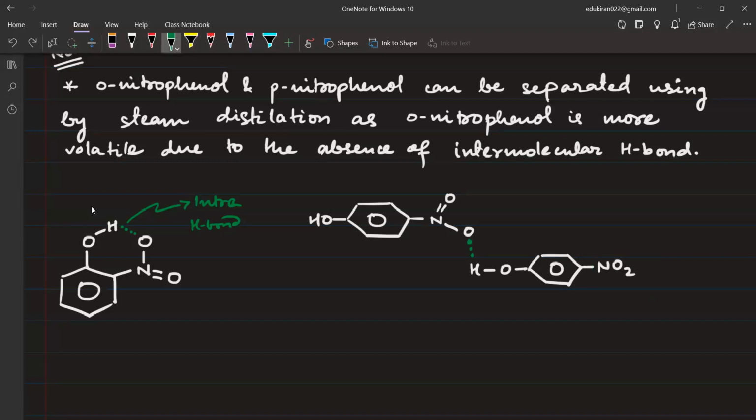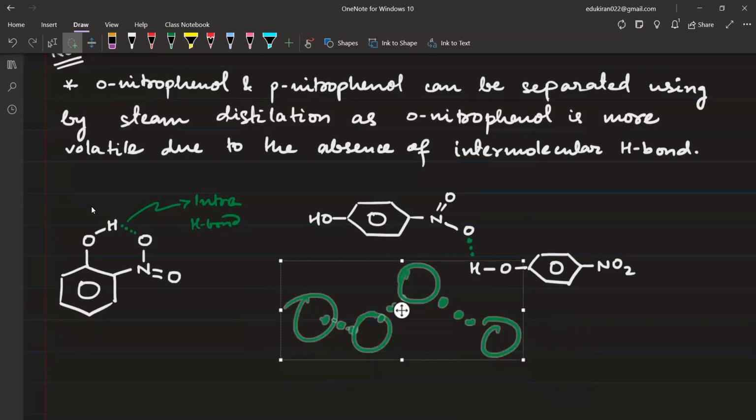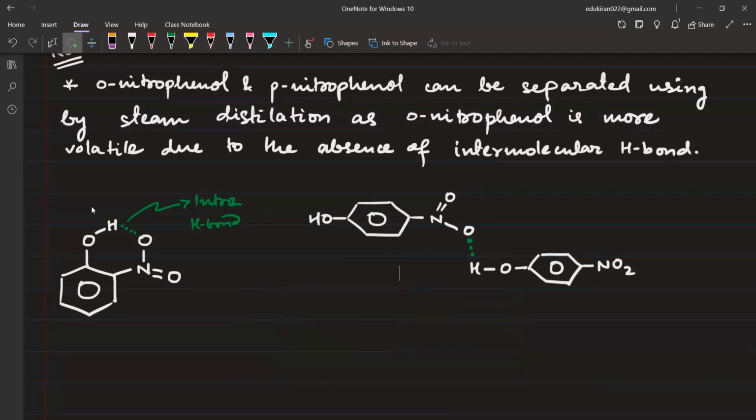So molecule A is bonded, molecule B is also bonded, molecule C is also bonded, right? All of them are having some type of force of attraction, which is making each and every molecule close together. And since they are having intramolecular hydrogen bonding, their boiling point will be higher. Sorry, this is intermolecular, my bad. Because they're having intermolecular hydrogen bonding, their boiling point will be higher because the bond is between the molecules.